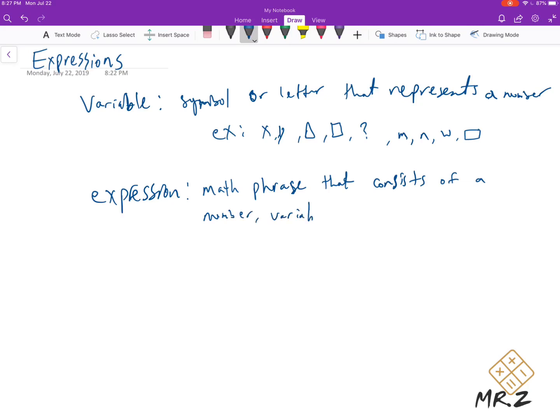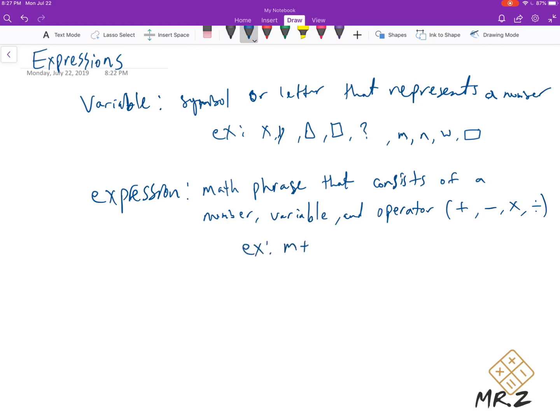Variable, and of course, some sort of operator. You know what an operator is. It's like an operation: multiplication, division, subtraction, addition. So an operator is an addition sign, a plus sign. Plus, minus, multiplication, division, some type of sign.